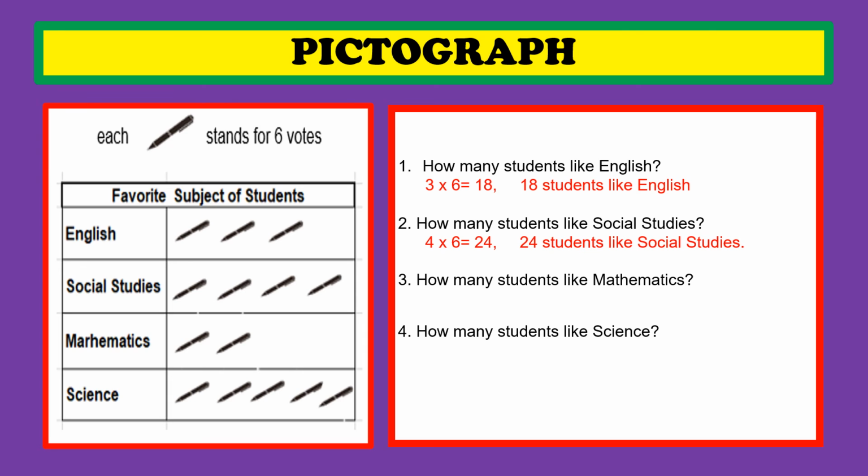How many students like mathematics? We have 2. 2 times 6. We have 12 students like mathematics. And the last, how many students like science? We have 1, 2, 3, 4, 5. So we have 5 times 6. That is 30 students like science.